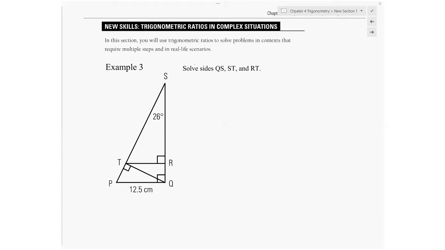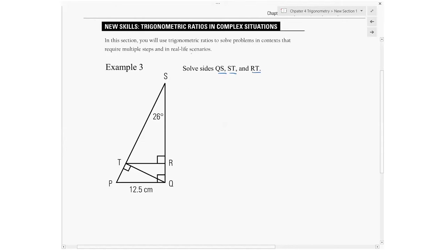In example 3, we're going to use the same trig ratios, but we're going to try to solve multiple triangles and use different 90-degree triangles to try to find different things. So here we're going to solve for QS, ST, and RT, and we're going to do it in that order because it makes the most sense, which is why they asked you to do it.